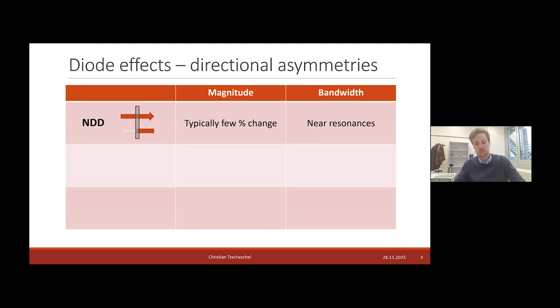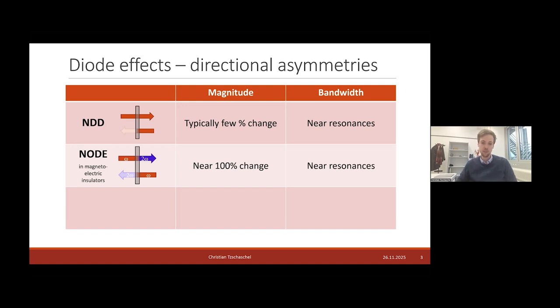Now, if you look at how pronounced these optical effects are, for the non-reciprocal directional dichroism it's typically just a few percent change of the absorption coefficient of the material, which is more than enough to get a measurable effect. But it's also a narrow band effect, so it primarily occurs near resonances in the material. For the nonlinear optical diode effect that has been observed before in magnetoelectric insulators, one can realize a near 100% change, meaning one has a finite second harmonic generation in one direction and almost no SHG response in the opposite direction. But also here, the bandwidth is restricted and it stays somewhat close to sharp electronic resonances.